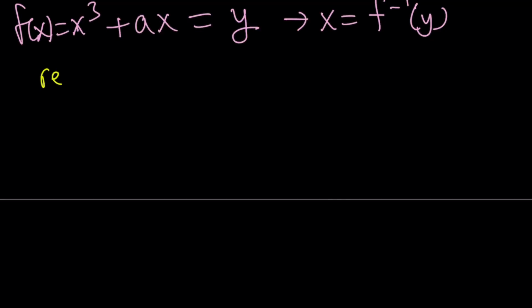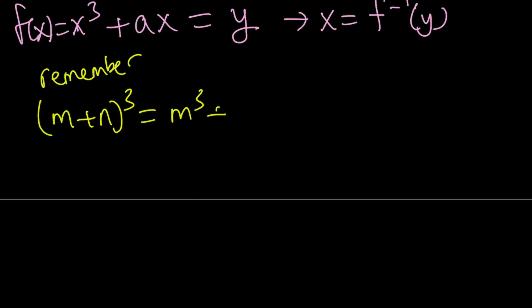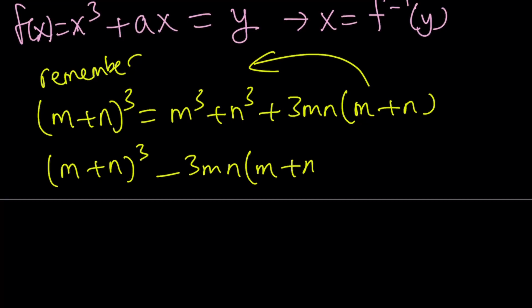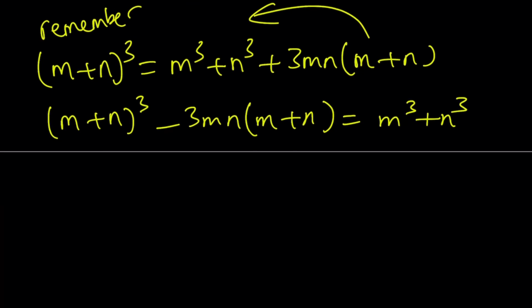So let's remember the following identity. We have m plus n, quantity cubed equals m cubed plus n cubed plus 3mn multiplied by m plus n. I'm going to subtract this from both sides so that I can turn this into a cubic. And I want to leave m cubed plus n cubed on the right hand side because that's what my cubic is going to look like.